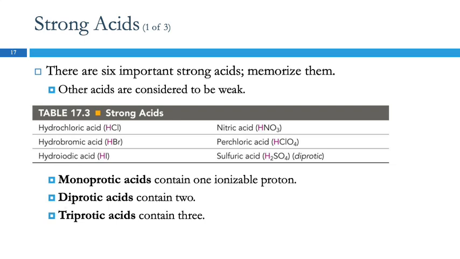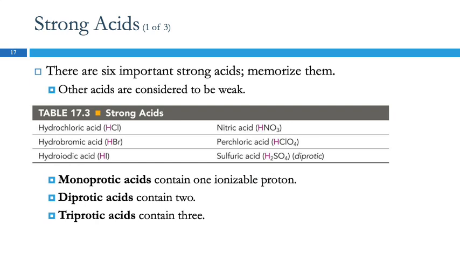A diprotic acid has 2 hydrogen ions. So this is the parent holding 2 babies. And I can pass off one to the babysitter. I can pass off both of them to the babysitter. I could give one to that babysitter and one to another babysitter, right? Sulfuric acid is a diprotic acid, H2SO4.